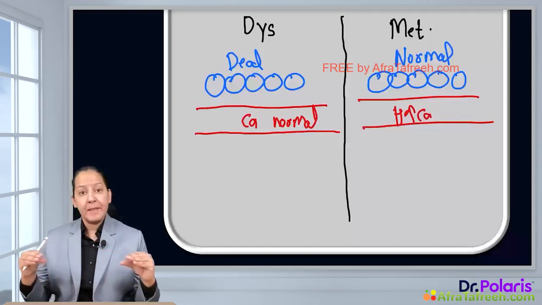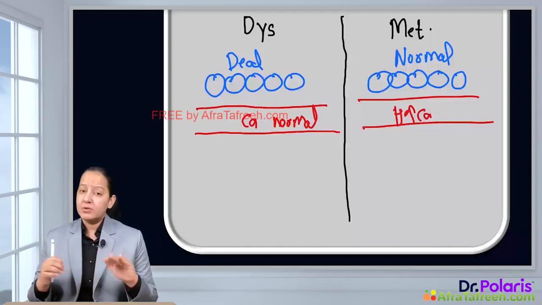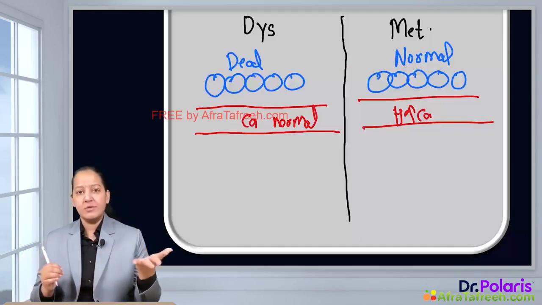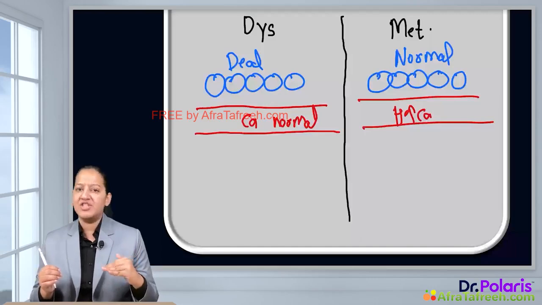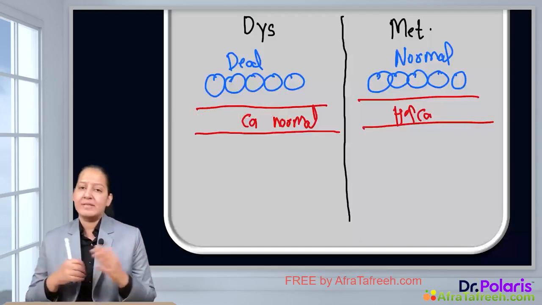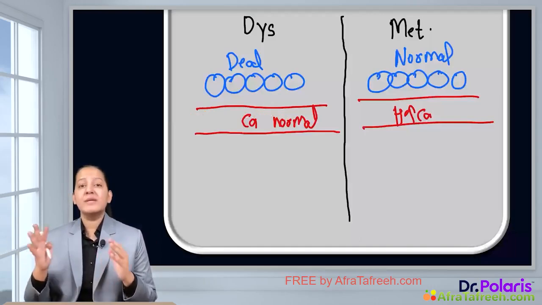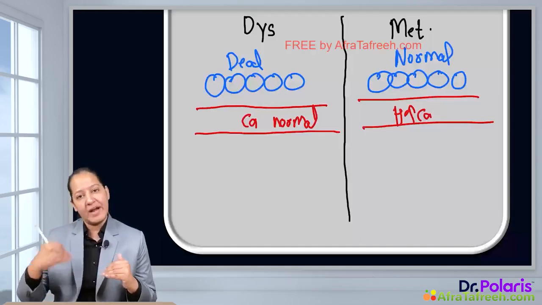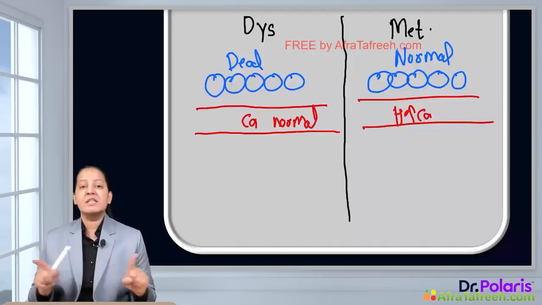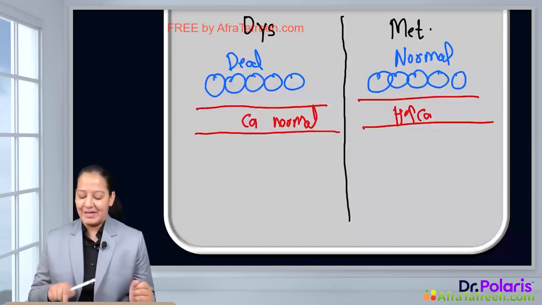But what about the blood concentration or calcium metabolism in the blood? In dystrophic calcification, since the tissue is dead, even normal levels of calcium can get deposited and cause calcification there. But in metastatic calcification, since the tissue is live and healthy, high levels of calcium are required in the blood to get deposited in the tissue. So this is the definition of the two types of calcification, dystrophic and metastatic.